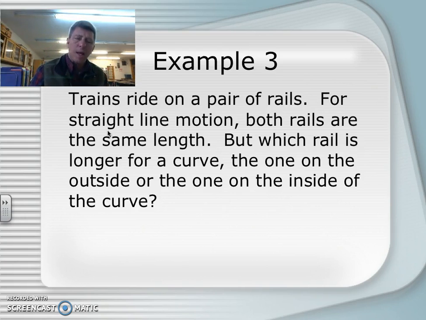Well, if you think about this and you've got a pair of rails that are going around a curve, you know that the outside track has to be longer because it is essentially a circle with a greater radius, a bigger radius, and therefore it's going to have a greater circumference. So the outer rail is going to have a greater circumference and therefore a greater distance than the one on the inside.